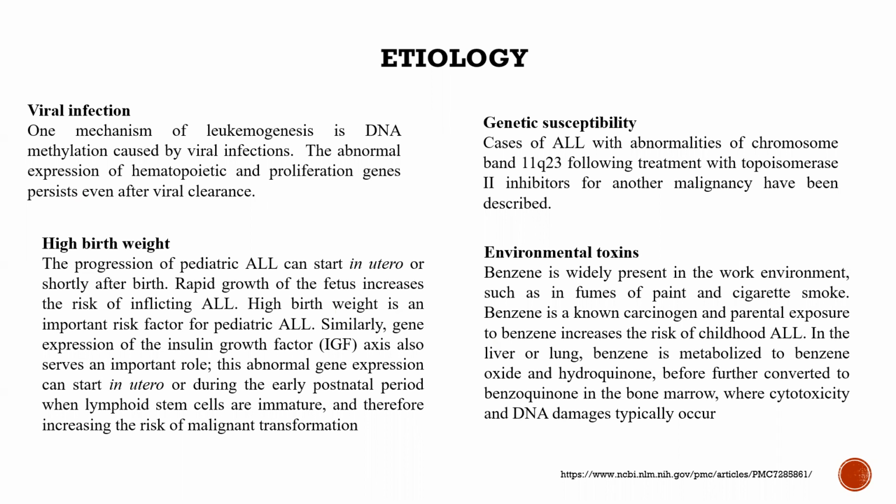The progression of pediatric acute lymphoblastic leukemia can start in utero or shortly after birth. Rapid growth of the fetus increases the risk of acute lymphoid leukemia. High birth weight is an important risk factor for pediatric leukemia, and similarly, gene expression of the insulin growth factor axis also plays an important role. This abnormal gene expression can start in utero or during the early postnatal period, when lymphoid stem cells are immature, and therefore increases the risk of malignant transformation.